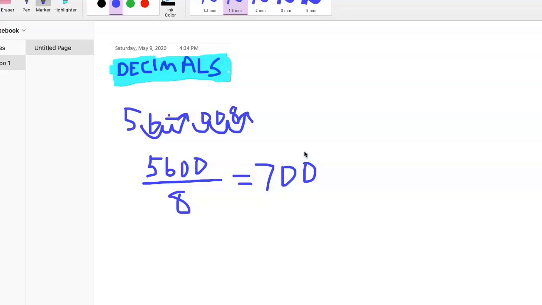And if you want to test it out, how do I know this answer is correct? If I go 700 times that 0.008, I will get 5.6, right? Or if I go 5.6 divided by 0.008, I'll get 700.